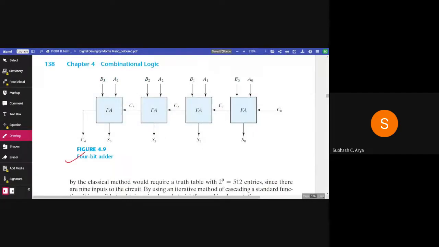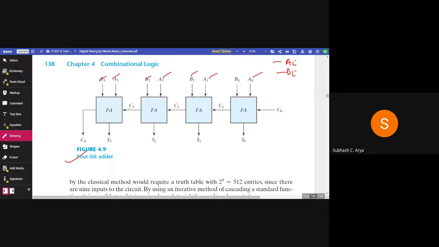Here is the implementation, a 4-bit adder. Now we have two numbers, one called Ai, another called Bi. What does i stand for here, how many bits? i is the subscript, that is 0, 1, 2, 3. So that is why it is 4-bit. Starting from 0: A0, A1, A2, A3. Now the other number is B: B0, B1, B2, B3. So these two numbers are 4-bit, and we want to add them.